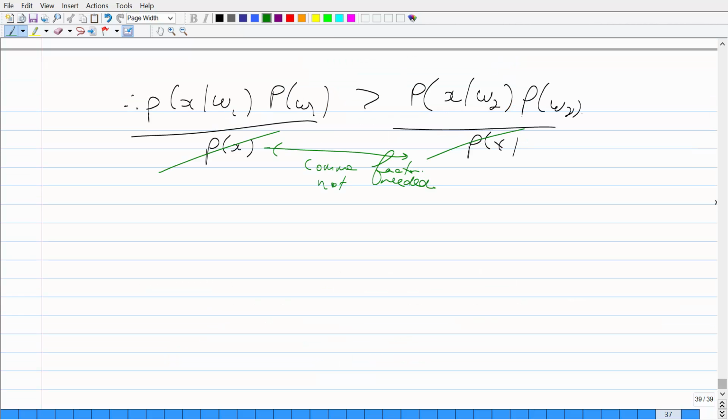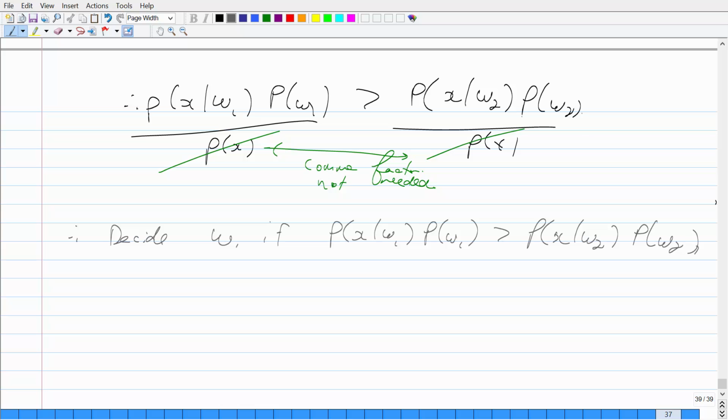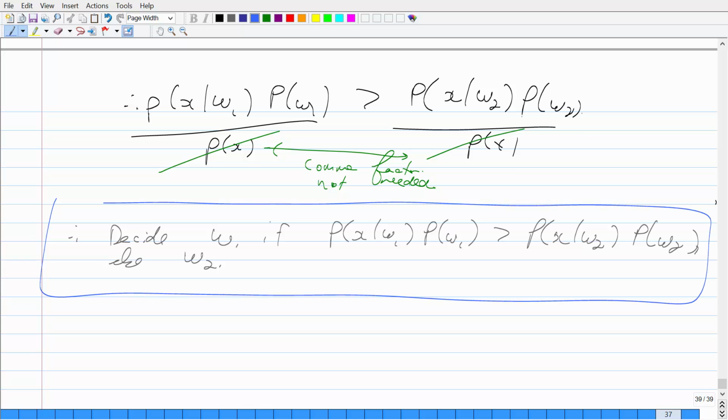So your decision rule is just this: decide W1 if you're just using the likelihoods and the priors, which is nice because you don't need to compute the evidence anymore. Else, W2, and that's it. I'll get into how to compute these later on. These are both given: this is the likelihood and that's the prior knowledge.